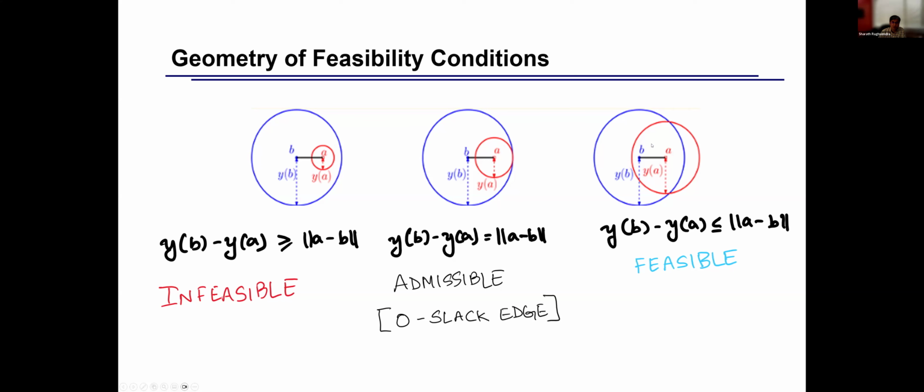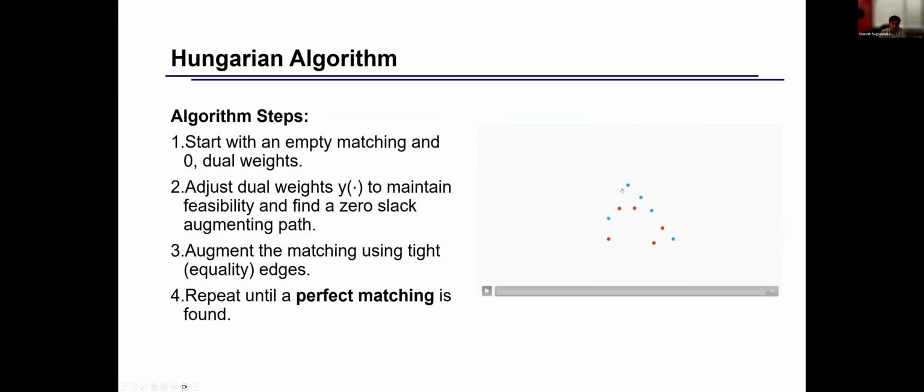These are the only two possibilities. You cannot have this first case happen. You cannot have the red disk be completely inside the blue disk. If that happens, then you can argue that YB minus YA will be greater than or equal to, I should say greater than A minus B, which makes it infeasible. So in some sense, these weights are maintained in such a way that you have either condition 2 or 3 happen, not 1. So that's kind of how the Hungarian algorithm works.